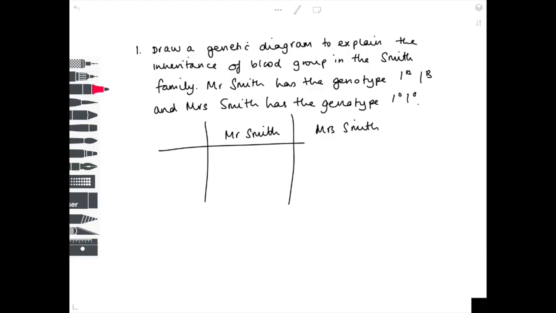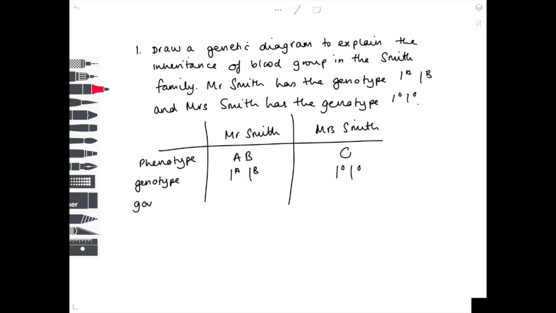Start with our phenotypes. So what blood groups do they have? Well, according to my previous slide, IA-IB will obviously be blood group AB for Mr. Smith. Mrs. Smith has IO-IO, which means her blood group is O. So what are their genotypes? Well, happily that's been given to us in the question. So that's just IA-IB for Mr. Smith, IO-IO for Mrs. Smith.